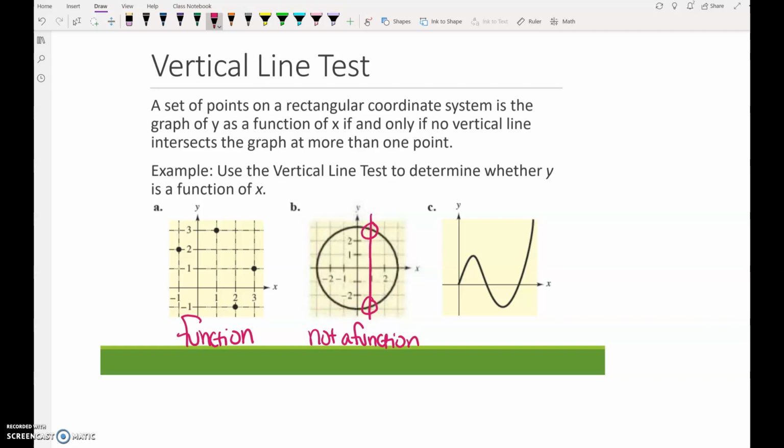What about C? Function. Okay, function, not a function. Easy peasy? Yes.